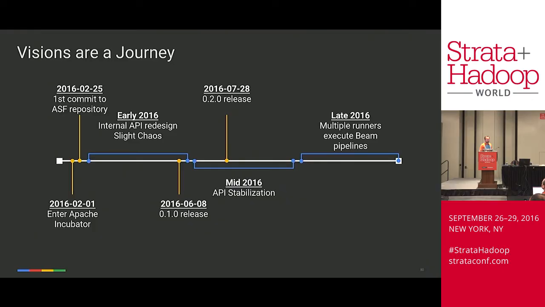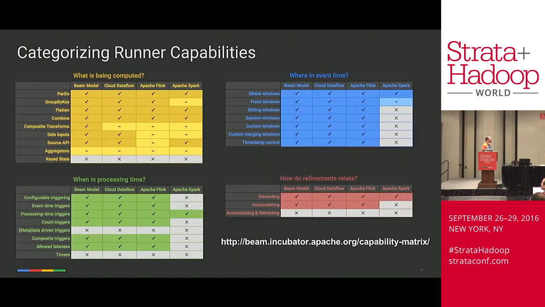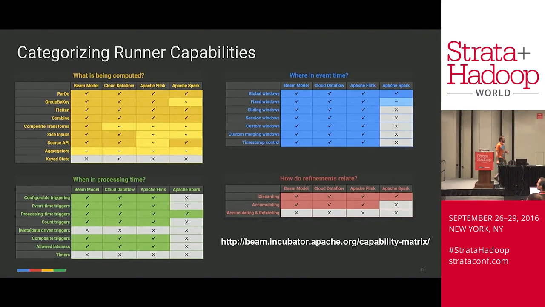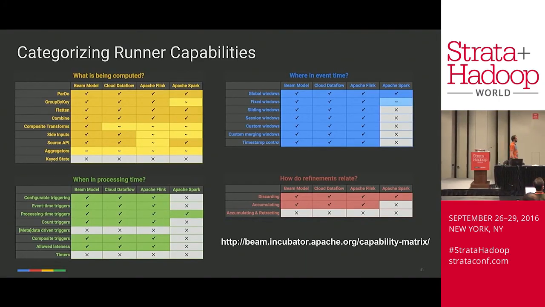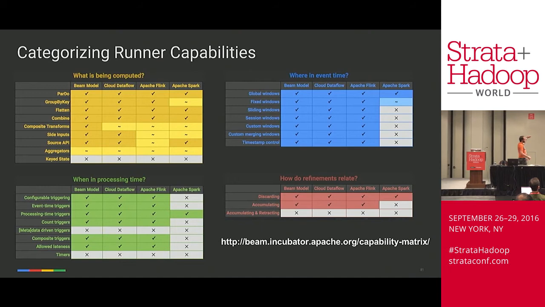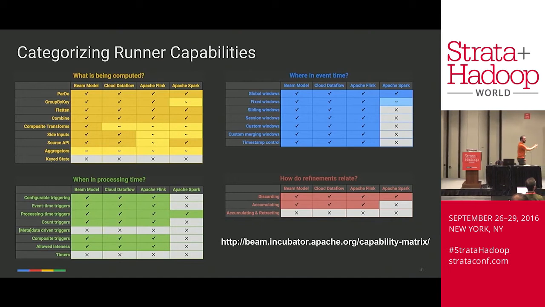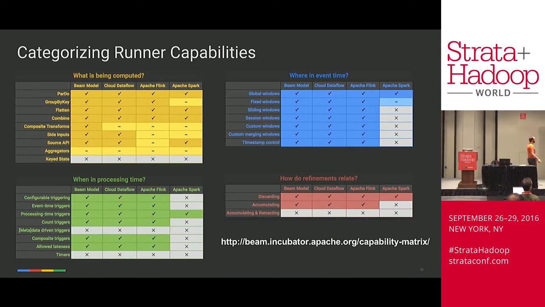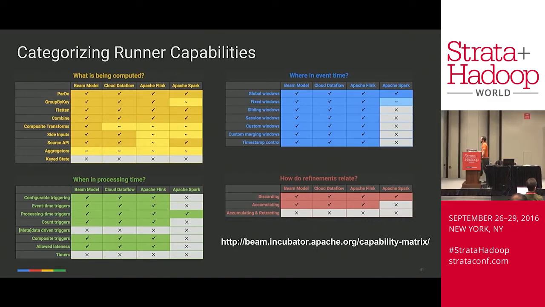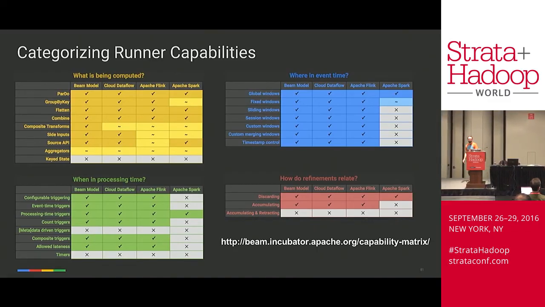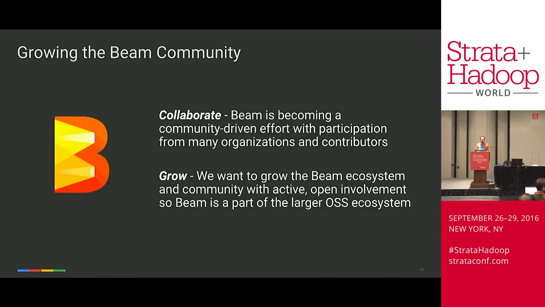One other question that comes up a lot is, how do I know what I can do with various runners? So we actually have a capability matrix on the website where you can see various pieces of the model, broken out by those what, where, when, how questions. So, windowing and triggering and things like that, and the various columns of the various runners. This will be expanding over time as we add more runners and as runner capabilities increase.